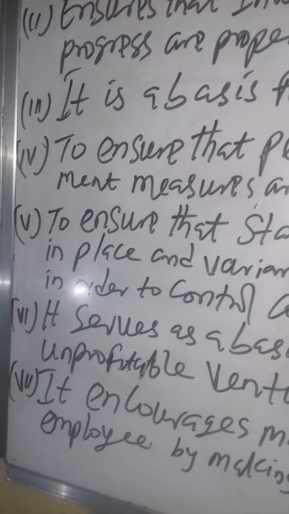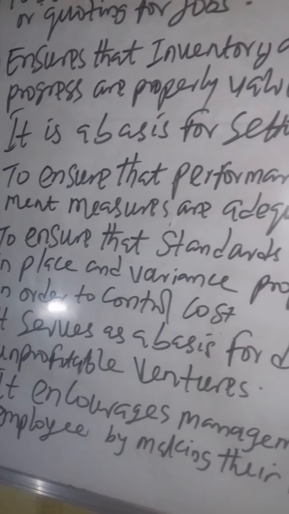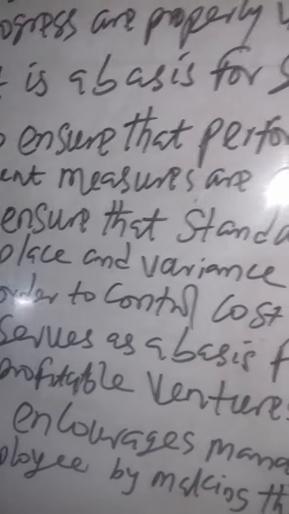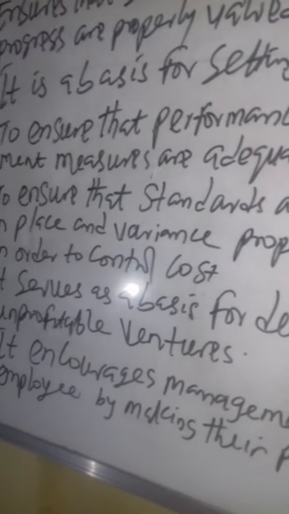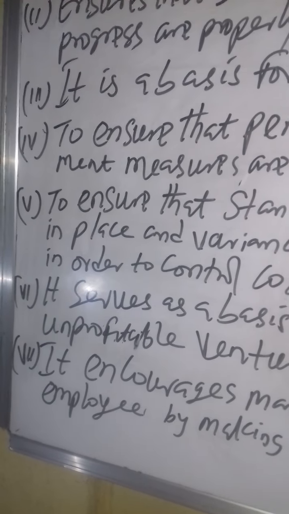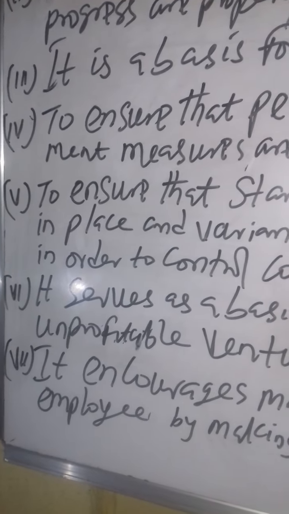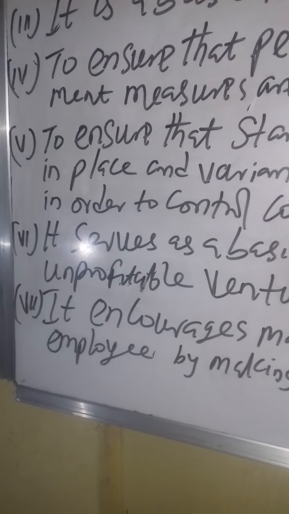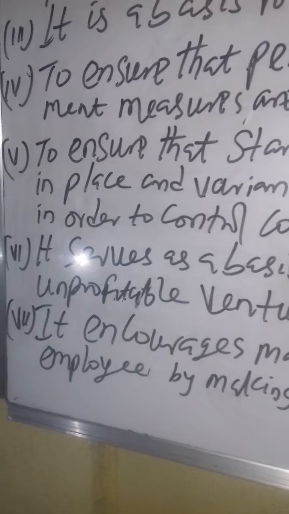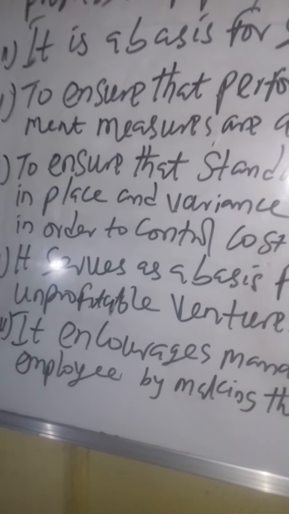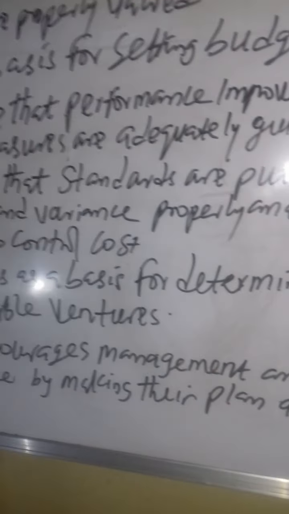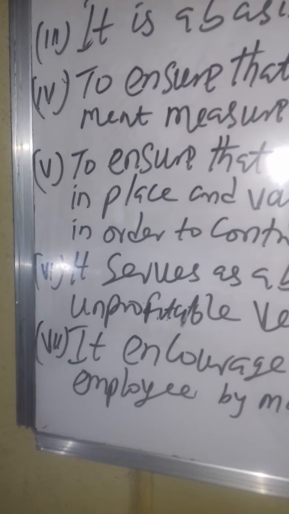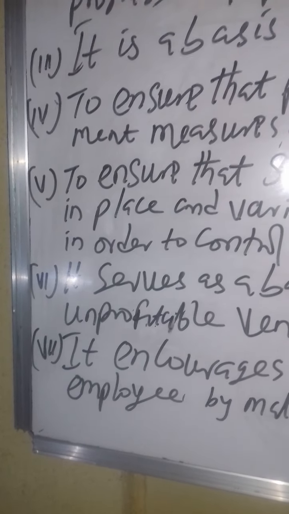Number 4, the standard costing model ensures that performance improvement measures are adequately guided. If you do not apply standard costing, it may be very difficult for you to consistently perform during rapid changes in the economy or in the currency of your jurisdiction. So standard costing empowers companies to stay well guided in their performance measurements.